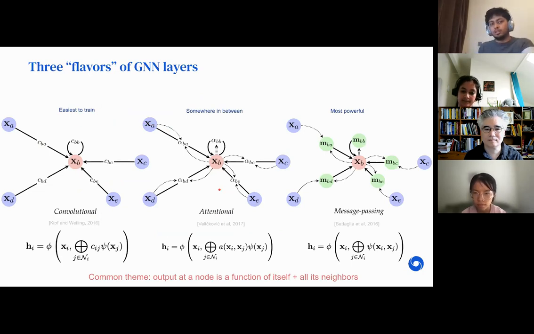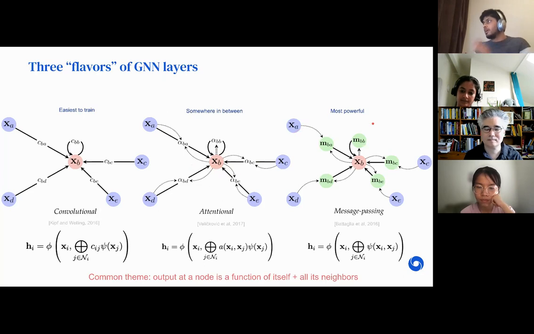Next, we have attentional neural networks, which are a slight generalization, where each node can choose to pay more attention to some of its neighbors than others. So here, let's say node B might be paying more attention to nodes A and C than to D and E. And this is computed based on, say, similarity of the different nodes. This is definitely more expressive, but it's also sometimes harder to train.